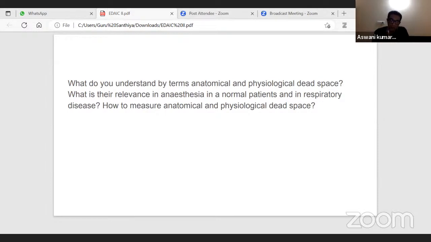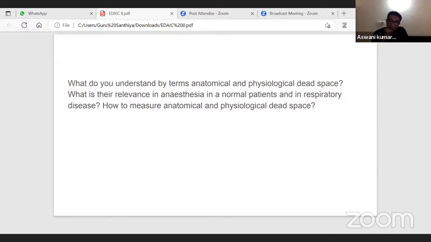Okay. So next question is, what is obstructive sleep apnea? It's a sleep-related breathing disorder, which is characterized by repeated episodes of apnea and hypopnea during sleep. And what is hypopnea? It's a reduction in the airflow by 50% for a period of 10 seconds during sleep.